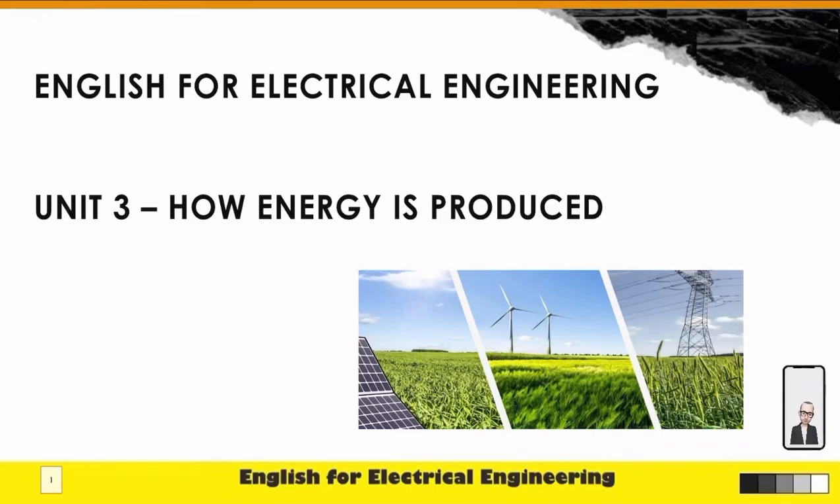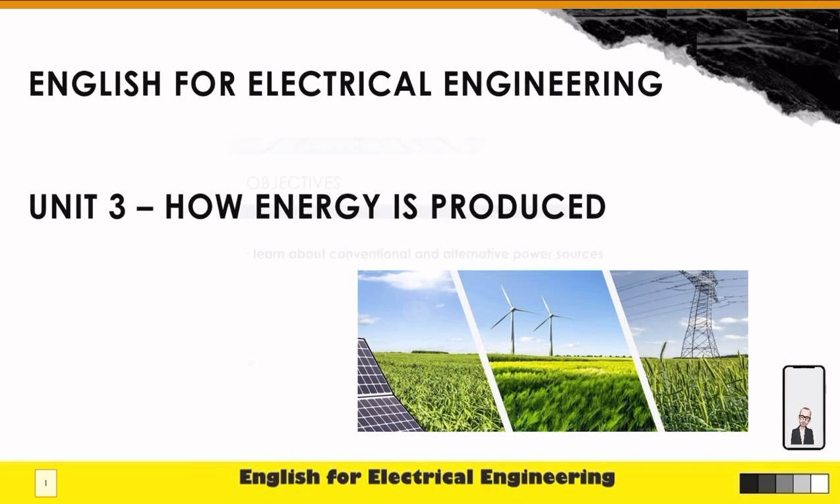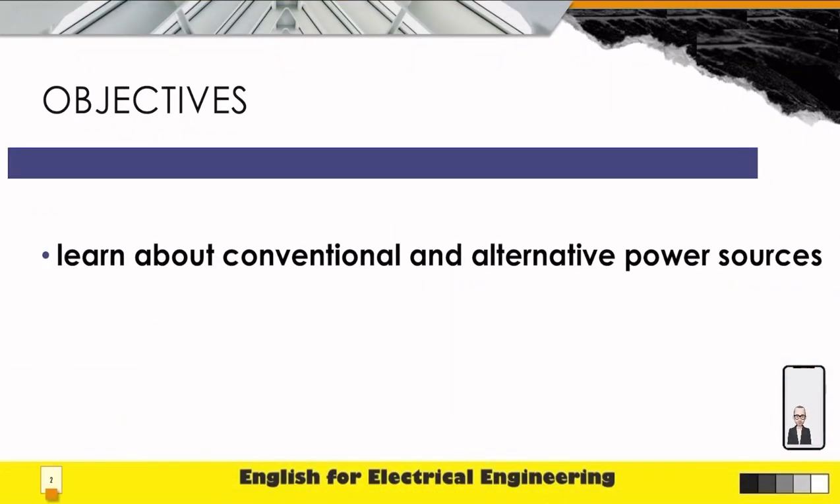All right, welcome back. Unit 3 of English for Electrical Engineering. Our topic is how energy is produced, and we are going to have a look at conventional and alternative power sources. Just like in previous units, we are going to be looking at a couple of texts, and as a reading comprehension task, we will read the text and then answer some questions related to what we have read.